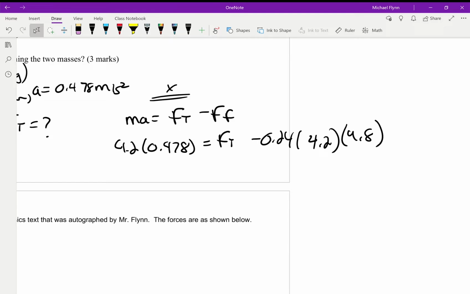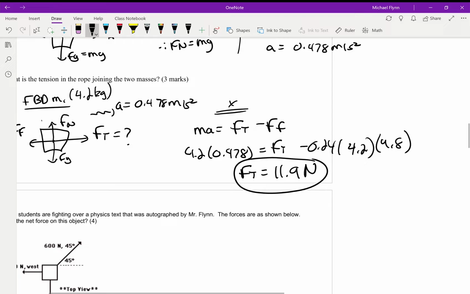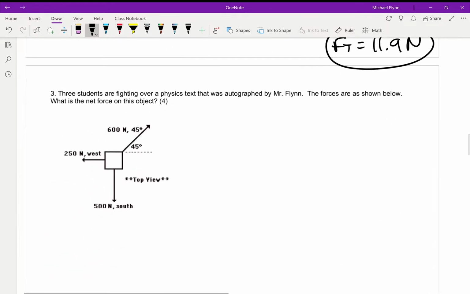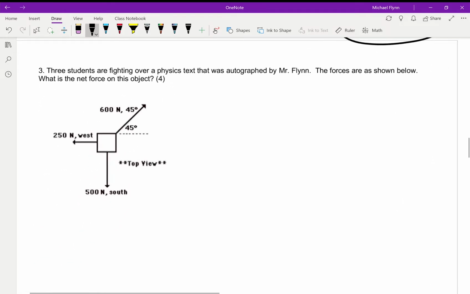So now that we have all our numbers, there's just one unknown. I have the acceleration stored in memory, so times 4.2. Okay, get that. And I'm going to go plus 0.24 times 4.2 times 9.8 equals, and I get 11.9 newtons. So the force of tension, 11.9 newtons. Now I'm doing this really fast. Hopefully I'm not making mistakes, but I'm sure you'll let me know if I did.